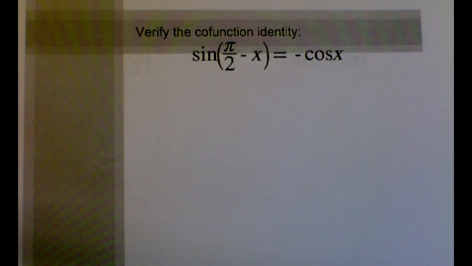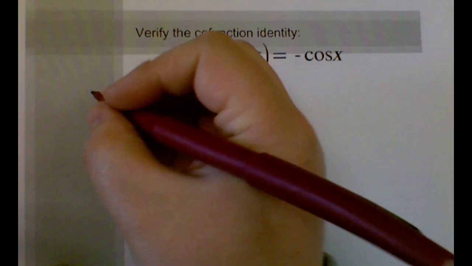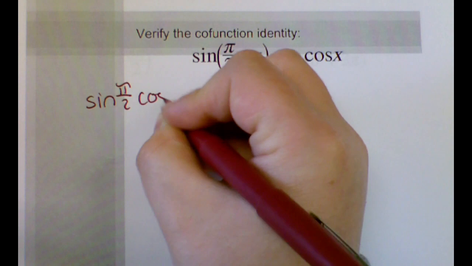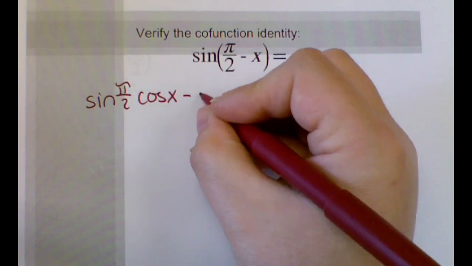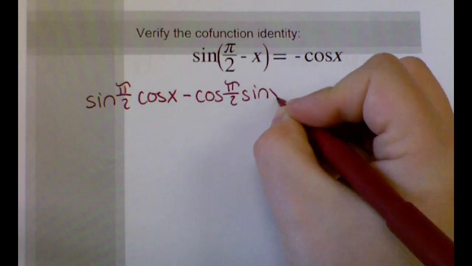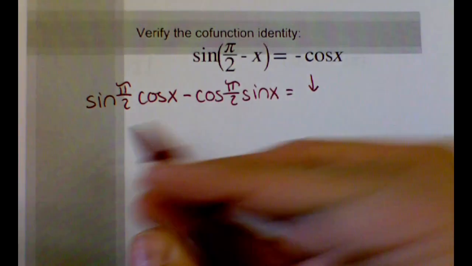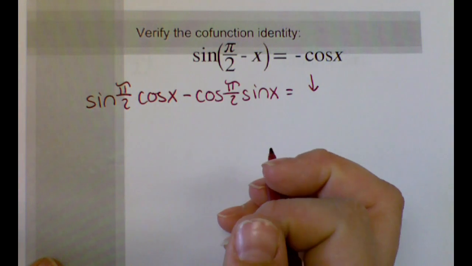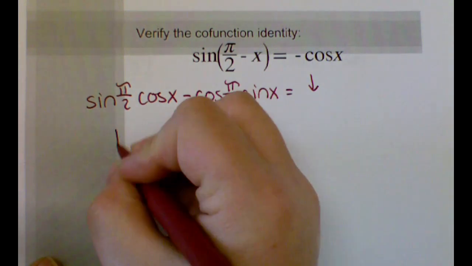And we'll prove the other way around too. We'll do the sine of pi over 2 minus x. So we take sine of pi over 2 times cosine of x minus cosine of pi over 2 times the sine of x. All right, sine of pi over 2 times cosine of x, sine of pi over 2 is 1.